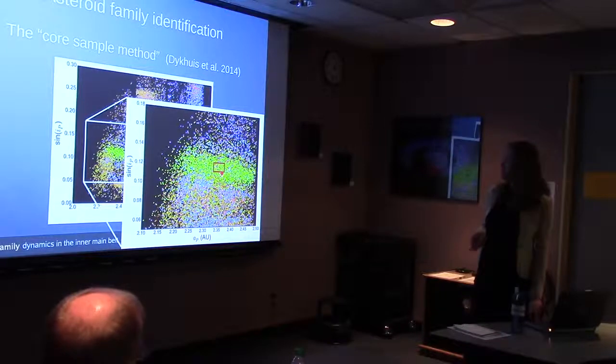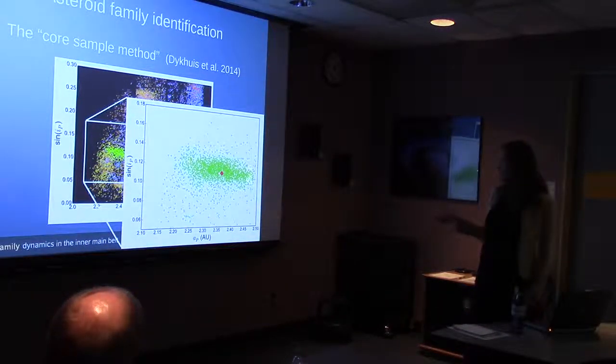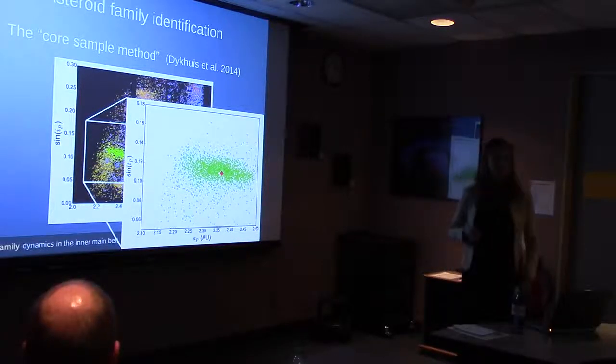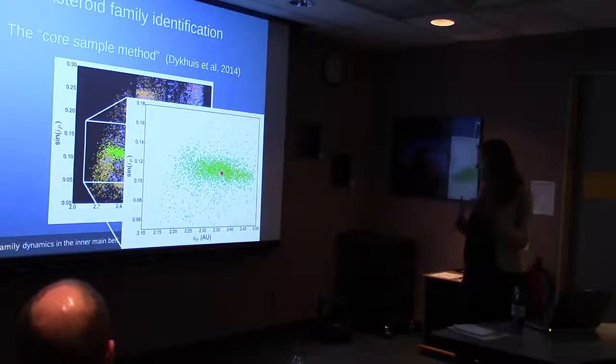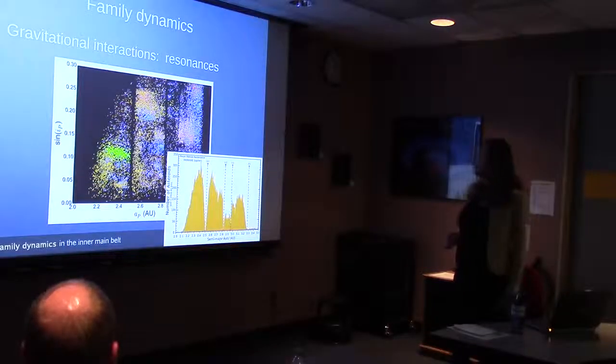And then we can plot the distribution in the orbital space of all of the objects that have that typical color. And we can start to learn about, say, the Vesta family's extension in semi-major axis and inclination in this plot. So that's an overview of the core sample method.